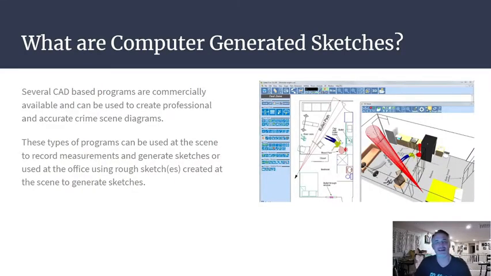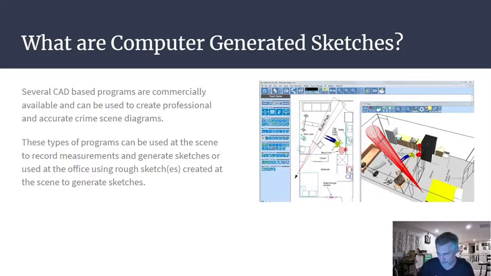So this kind of takes us to what we do with these finished sketches. There are several CAD-based programs that are commercially available and can be used to create professional and accurate crime scene diagrams. These programs can be used at the scene to record the measurements and generate sketches, or used at the office using rough sketches. Usually people make the rough sketch, pencil and paper, and then they take that rough sketch with all their measurements and they can go back and actually do a computer designed final sketch.